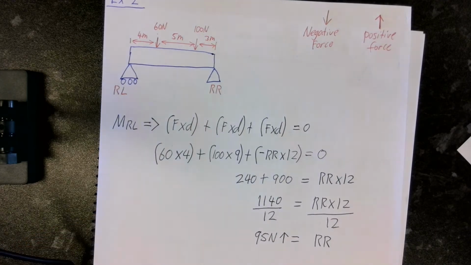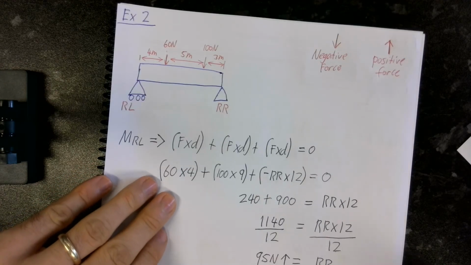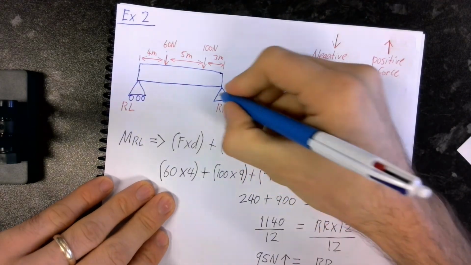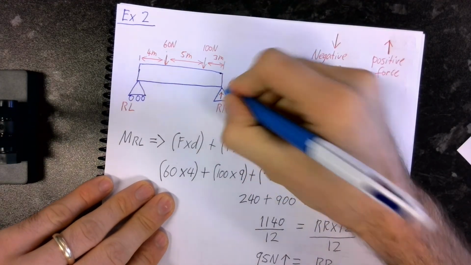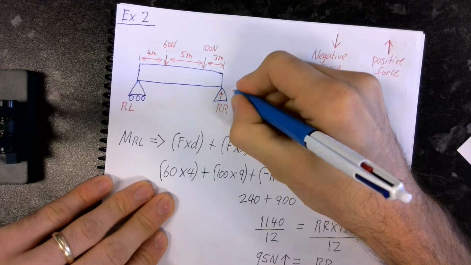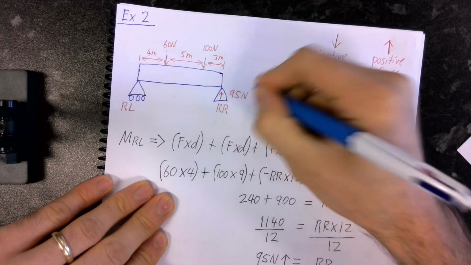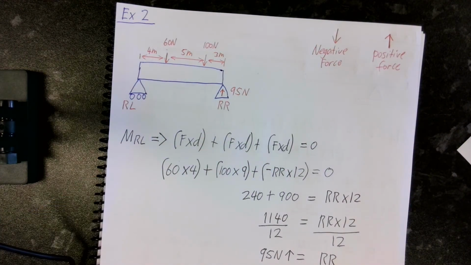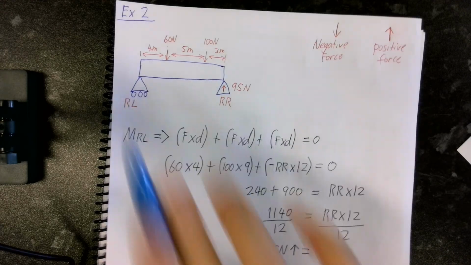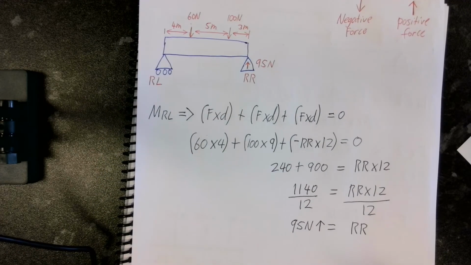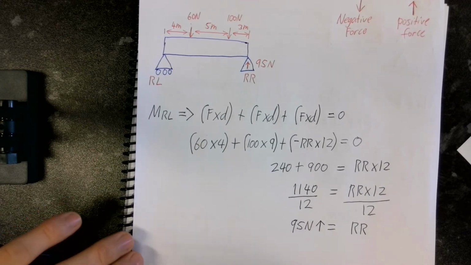So right now we know it's a positive. So right now over here, you could place on your actual shape, you could say there's an arrow there, right? And it's actually 95 newtons pushing up. So we know that right now. So right now we need to find out what RL's worth. So, formula for that. We'll do it over here.